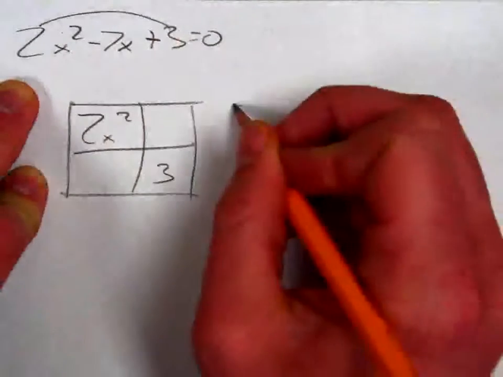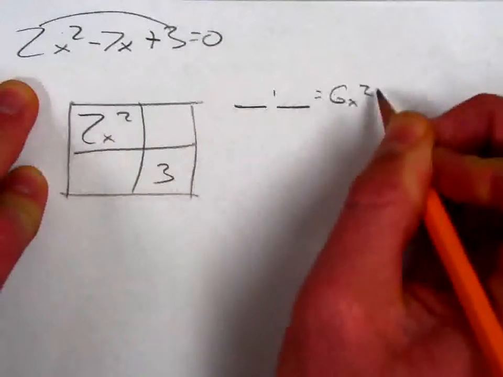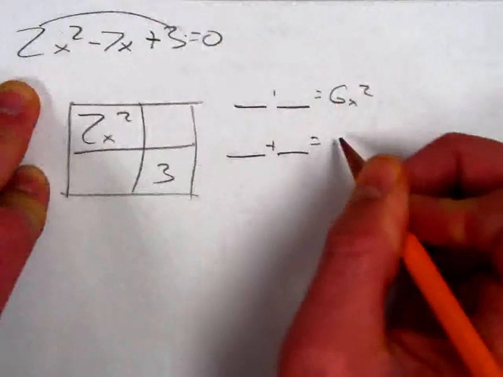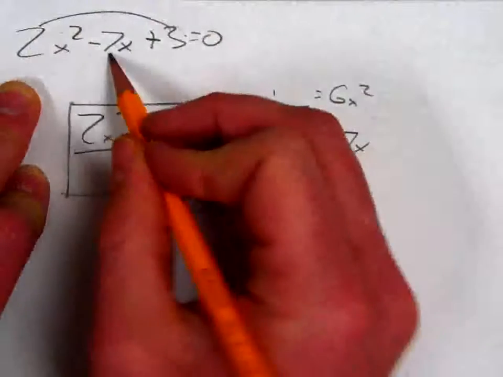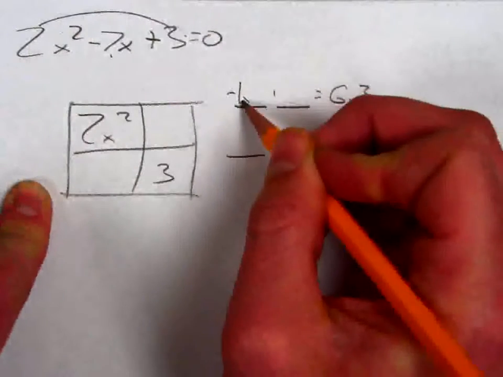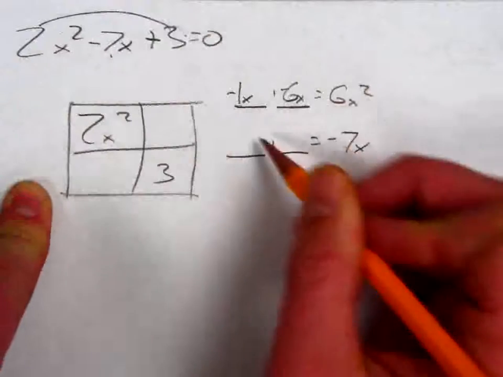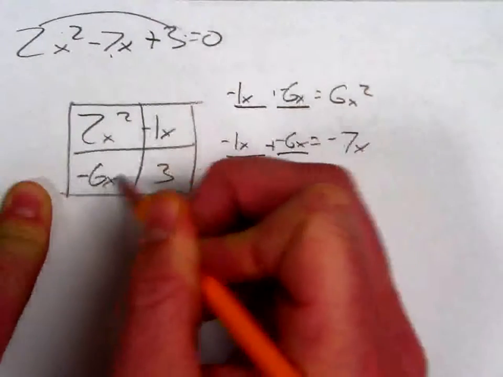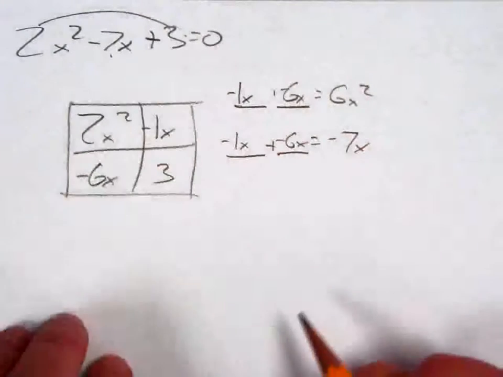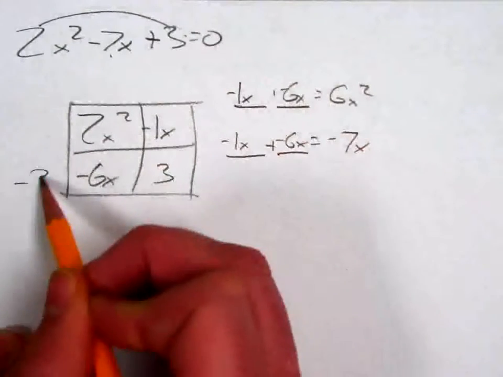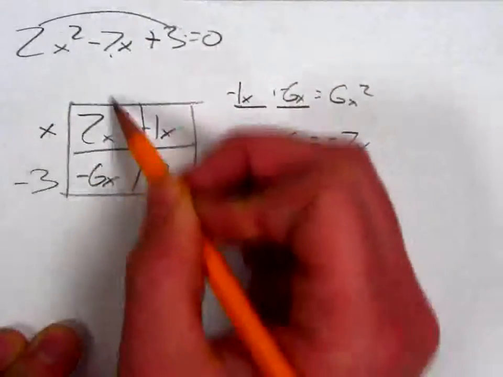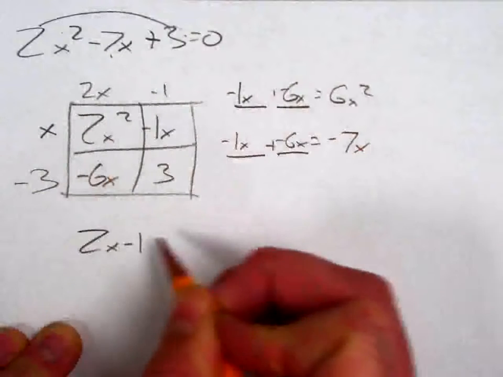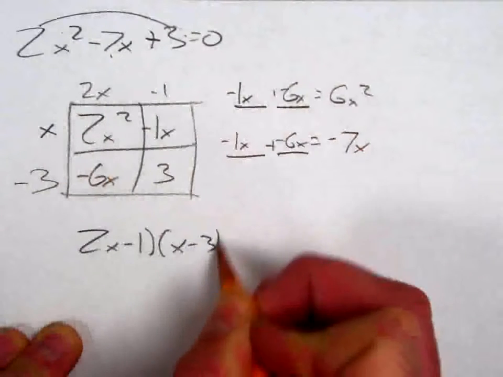And I'm going to multiply those. So I'm looking for two values that will multiply to give me 6x squared, which is the product of the first and last terms. And those same two numbers, when I add them, should give me negative 7x, which is my middle term. The only numbers that are going to satisfy both of these requirements are negative 1x and negative 6x. So those are the values that go in the two diagonal boxes. When I factor the GCF out, I should get negative 3x, 2x, and negative 1, which gives me my factors.